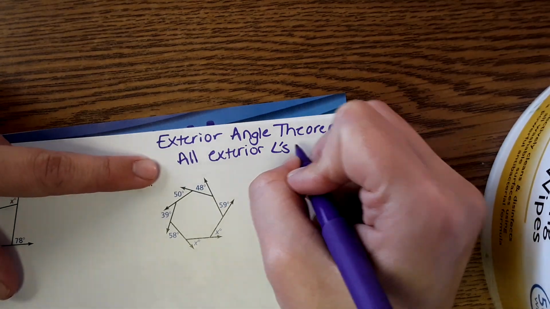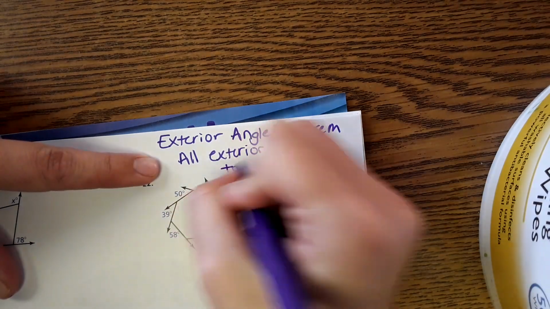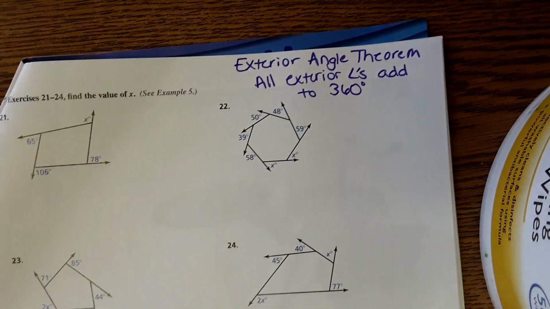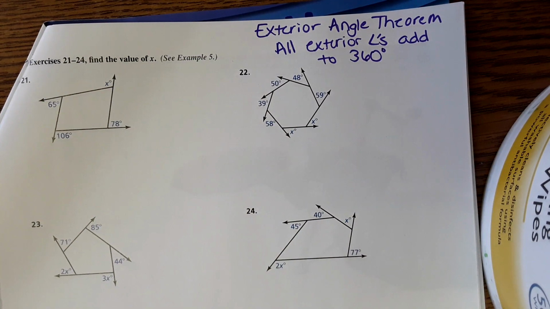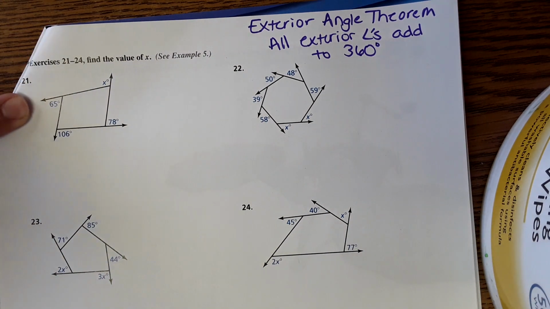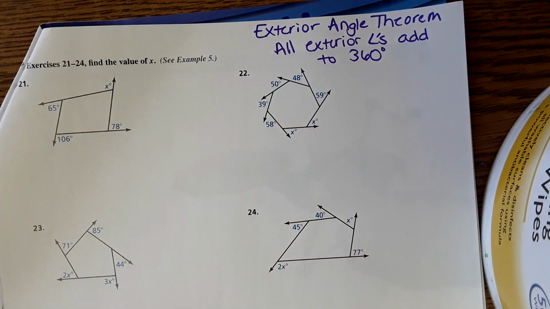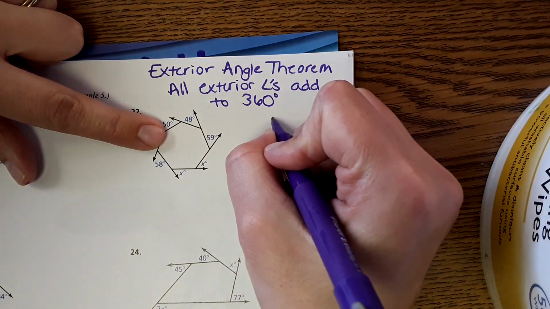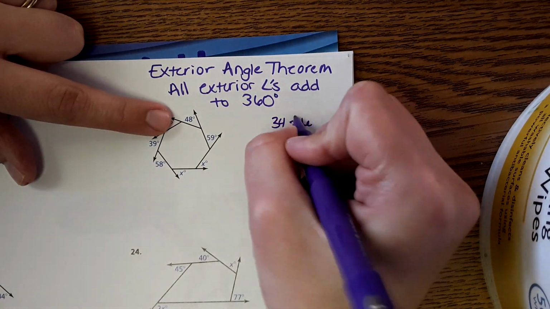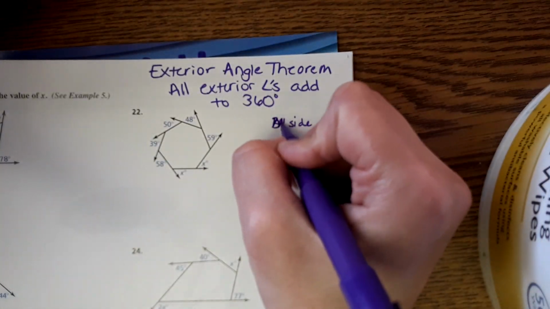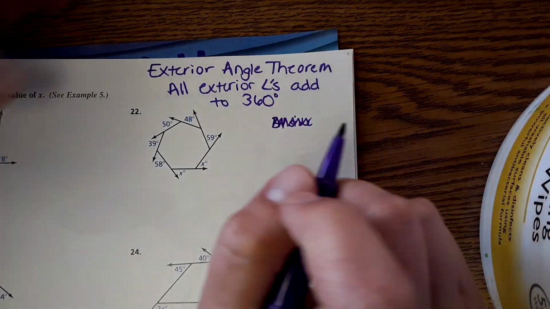Okay, all exterior angles add to 360 degrees. No matter what the shape, well, it has to be convex, not concave, but no matter how many sides the shapes have, the exterior angles will add to 360. So on the homework, it'll say, what do the exterior angles of a 34-sided shape add to? 360. There are no calculations as long as you know that all exterior angles of polygons add to 360.